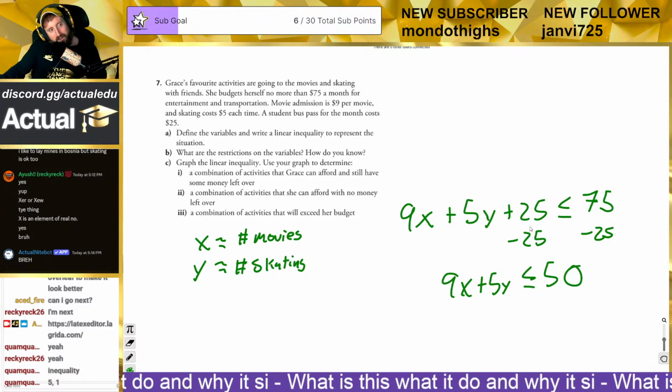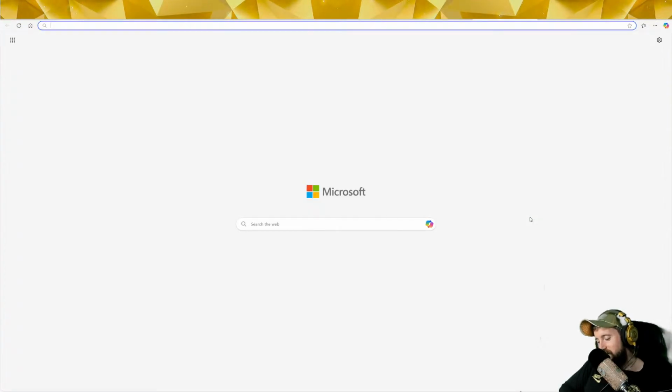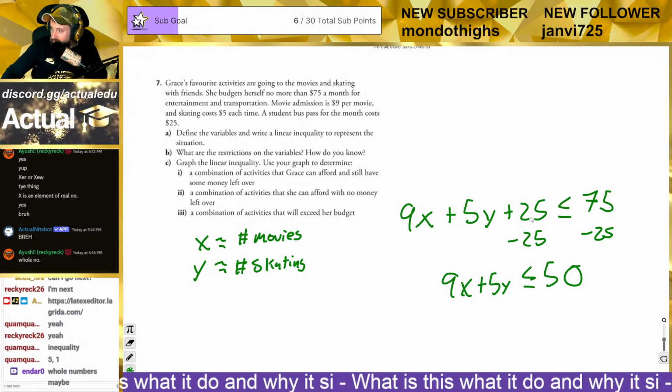X is a real element of W? What is W? Is W all the integers? Oh, whole numbers. That's what it is. Okay, cool. Yeah, whole numbers. Thanks.